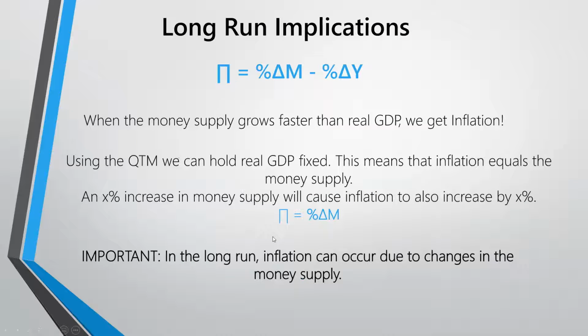So what are the long run implications? Well, when money supply grows faster than real GDP, we get inflation. Using the quantity theory of money, we can hold the real GDP fixed, meaning that inflation is going to equal the money supply growth. So a percent increase in money supply will cause inflation to also increase by that same percent. This can be illustrated by this formula here, where inflation is directly related to a percent change in money supply. So the key takeaway here is that in the long run, inflation can occur due to changes in money supply.